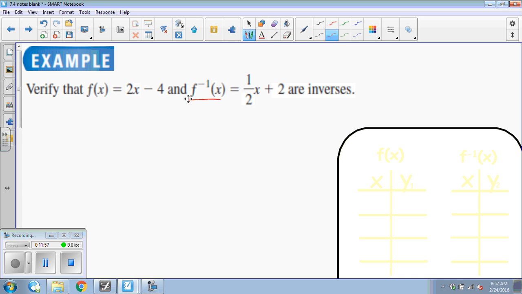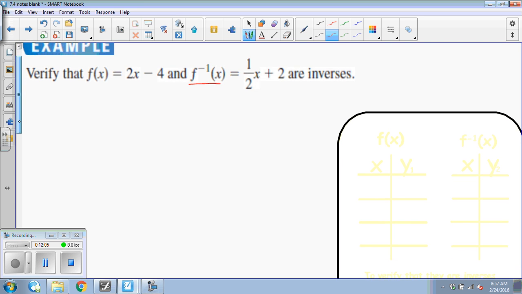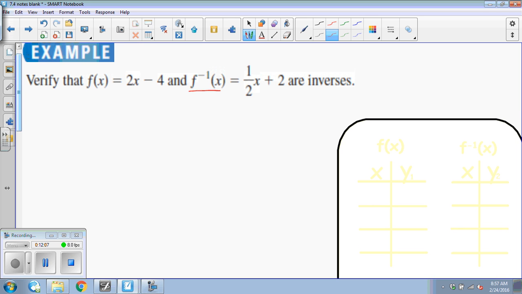Okay, that's going to be method 2. Method 1, let's work it out, and verify means prove. We're going to prove that they are inverses. Which one would be easier to work out? Well, I would start with f of x. I would do this one, and then prove that its inverse is this. Okay, so we have y equals 2x minus 4. Okay, what do I do next?